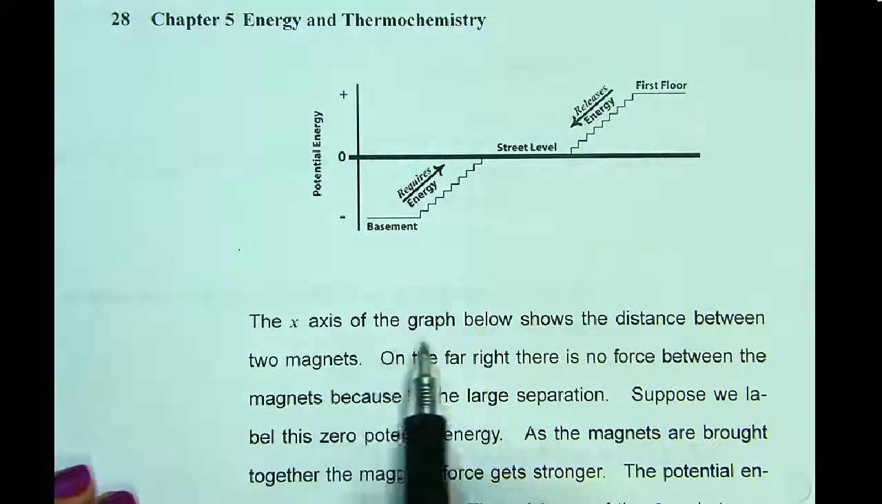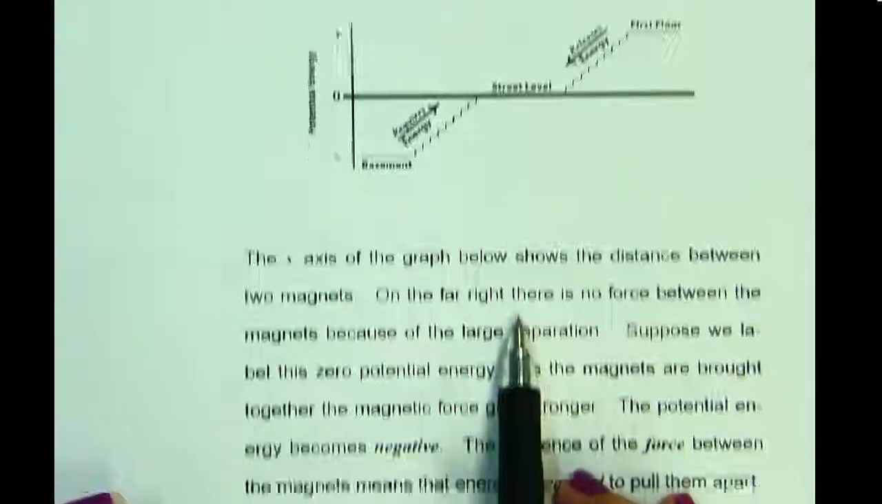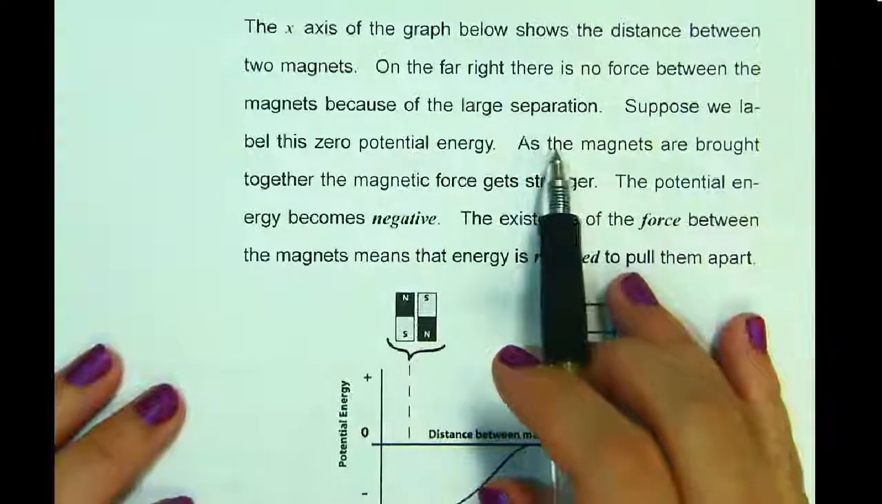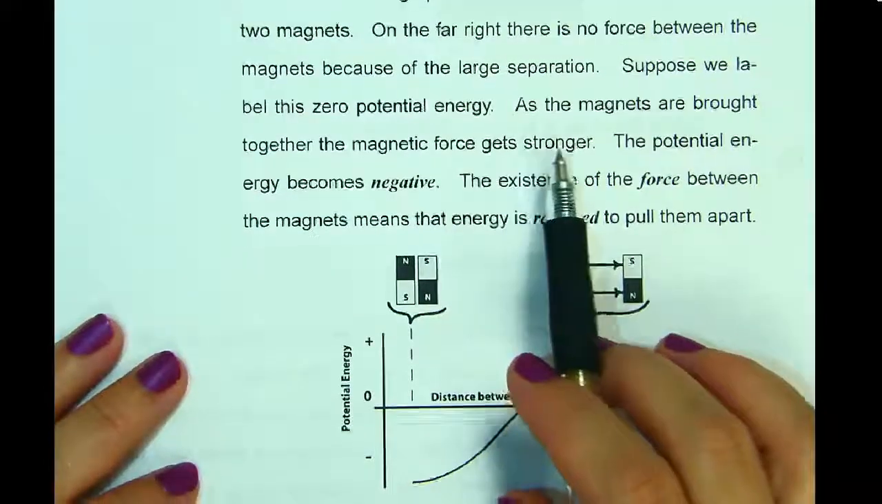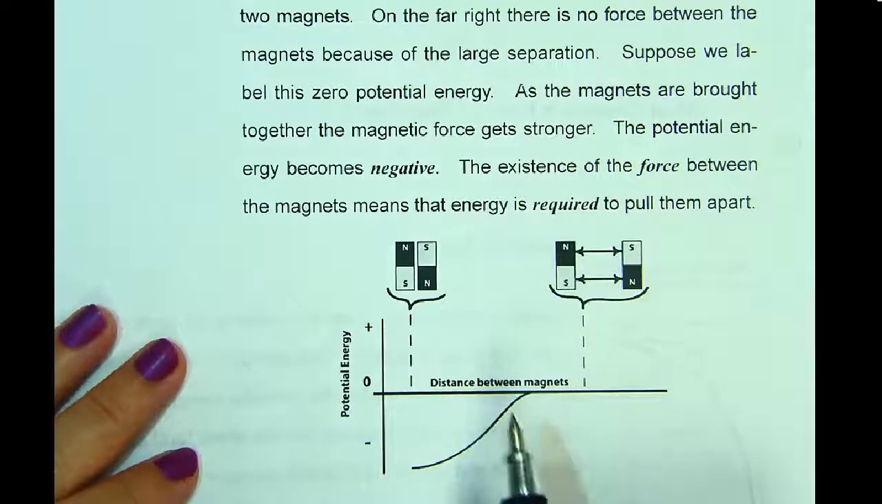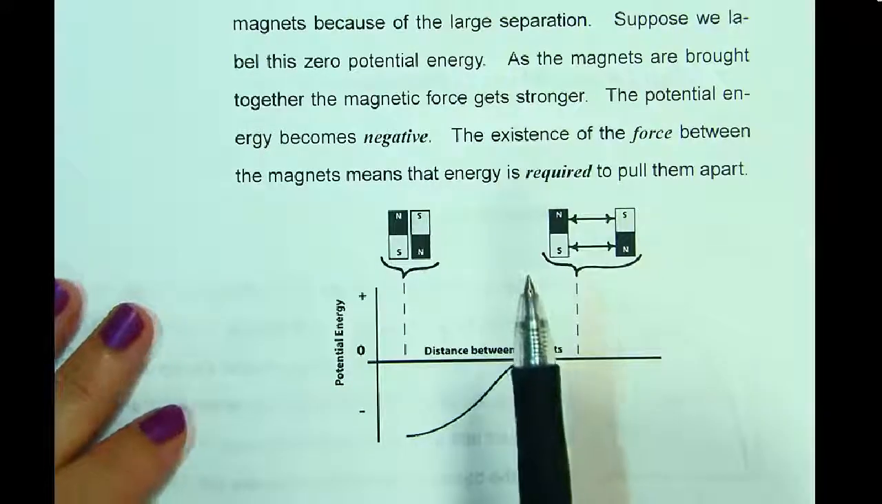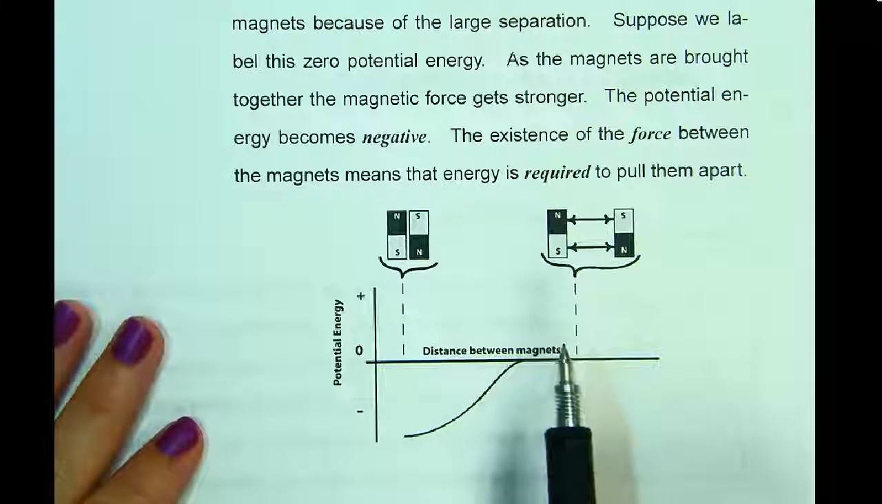The x-axis of the graph below shows the distance between two magnets. On the far right, there is no force between the magnets because of the large separation. Suppose we label this 0 potential energy. As the magnets are brought together, the magnetic force gets stronger. The potential energy becomes negative. The existence of the force between the magnets means that energy is required to pull them apart.